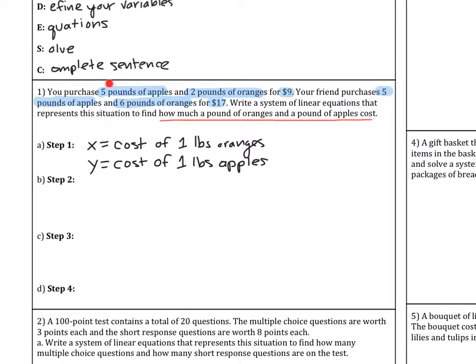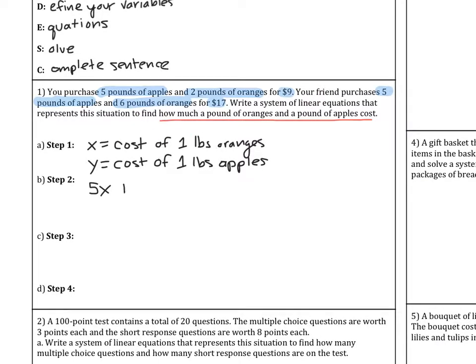Okay, let's start with this first sentence. You purchased 5 pounds of apples and 2 pounds of oranges for $9. So of that $9 you spent, some of it came from the apples. And the way that you calculate how much you owe at a grocery store is you take how many pounds you got and you multiply it by the cost per pound. So for example, if it was $1 a pound, you do 5 times 1. If it were $2 a pound, you do 5 times 2. So we take 5 and we multiply it by however much it costs for 1 pound.